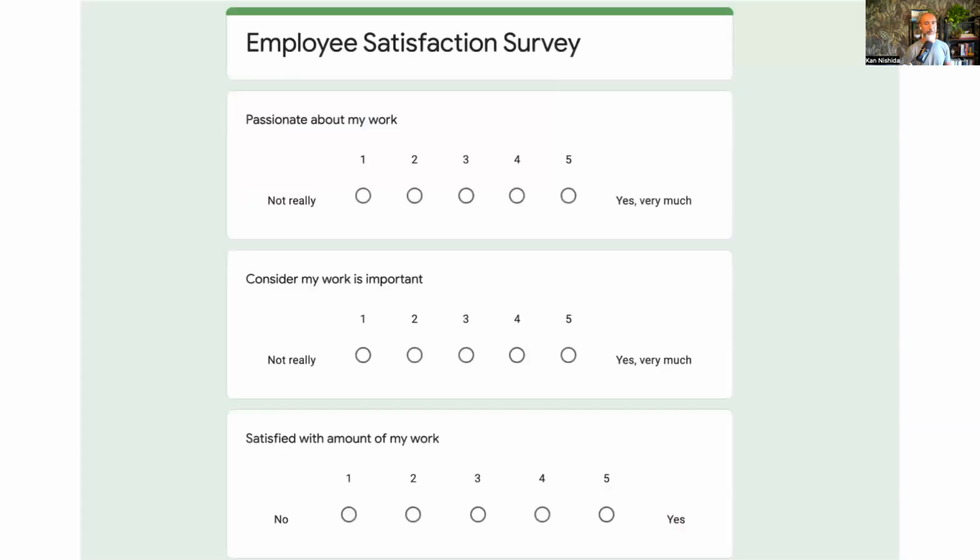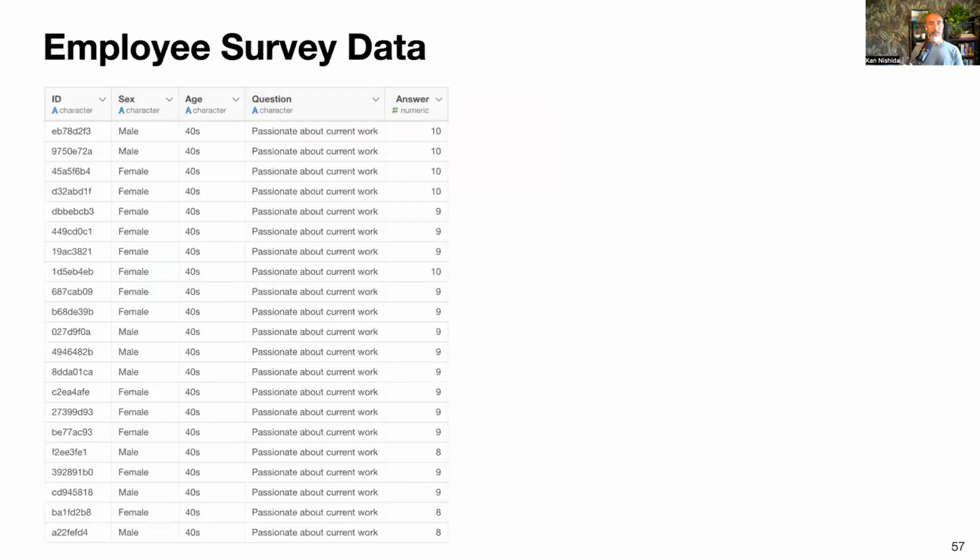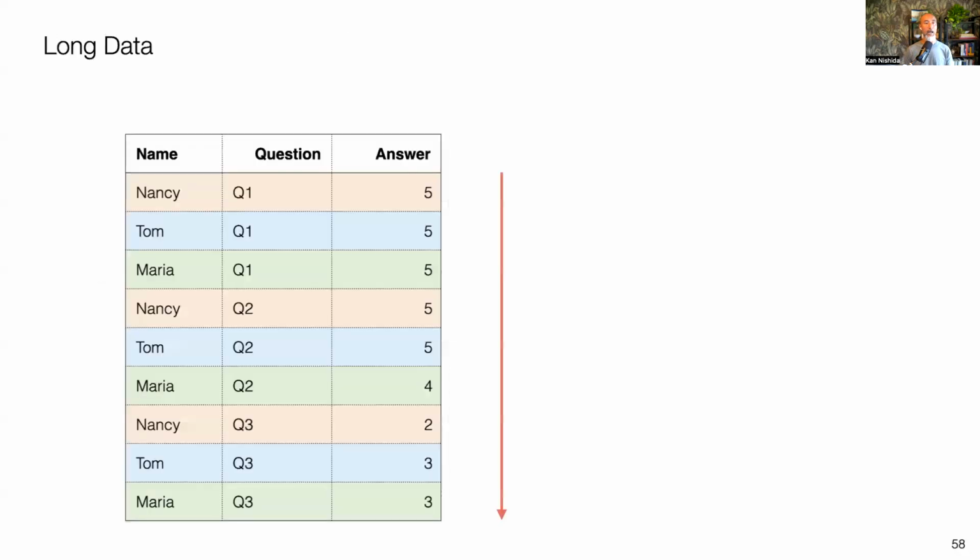Well, why is that? So let's say you have an employee satisfaction survey, okay, survey data, and we ask a bunch of questions and ask the respondents to select 1 to 5, right? So we get the data like this, okay? And at this point, when you look at this, this is actually long data, right? This is a pictured version. The name column, question, and answer.